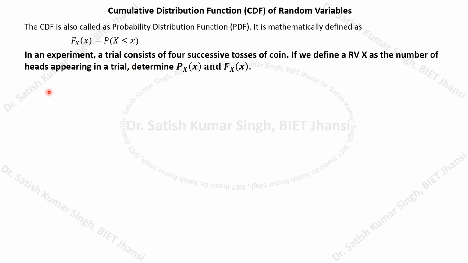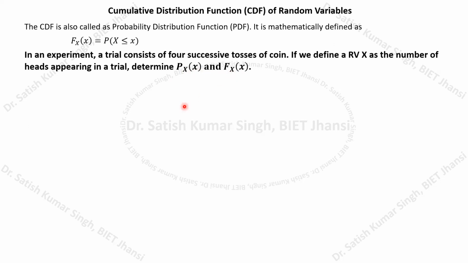So suppose in an experiment, a trial consists of 4 successive tosses of a coin. So there is a coin and we are trying to toss it 4 times. So there will be 4 successive tosses. If we define a random variable X as the number of heads appearing in a trial, determine what is the probability P_X(x) and what is the cumulative distribution function F_X(x).